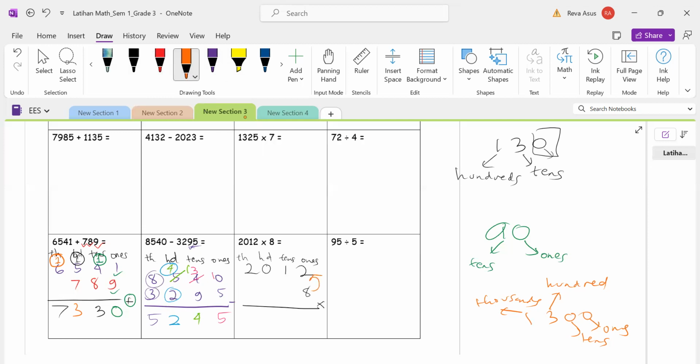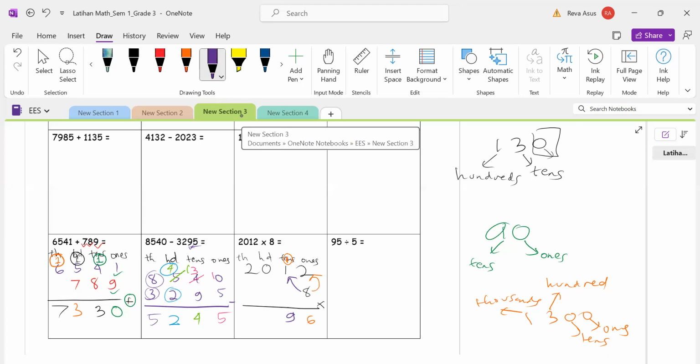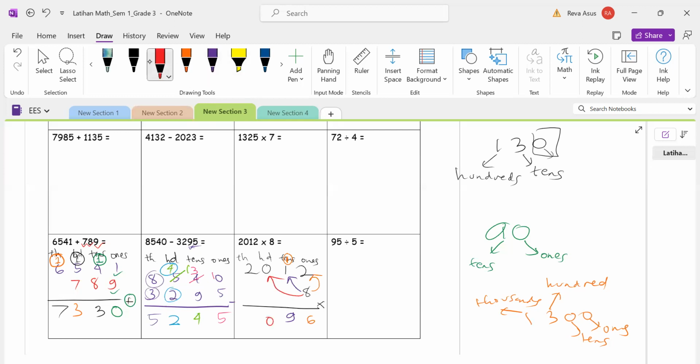8 times 2 is 16. How can we write 16? Let's write 6 at ones, 1 at tens. Put at tens here. And then the second one, we need to times 8 and 1. 8 times 1 is 8. Don't forget we have 1 above. It became 9. And then 8 times 0 is 0. And the last we have 8 times 2 is 16. So this is the answer.